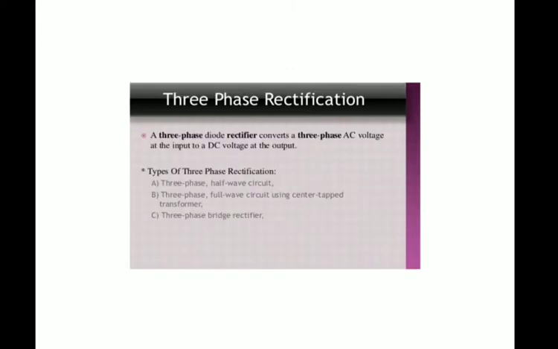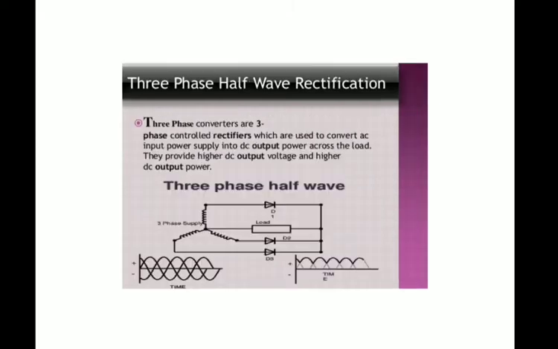Three phase rectification. A three phase diode rectifier converts a three phase AC voltage at the input to a DC voltage at the output. So the input is three phase AC and the output is DC. The types of three phase rectification are: the three phase half wave rectifier circuit, the three phase full wave circuit using a center tapped transformer, and the third one is the three phase bridge rectifier.